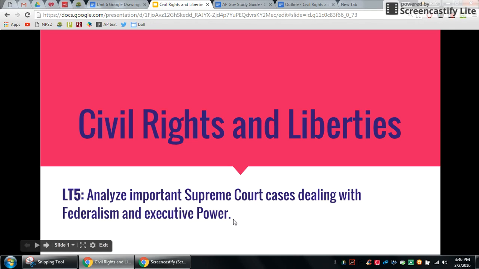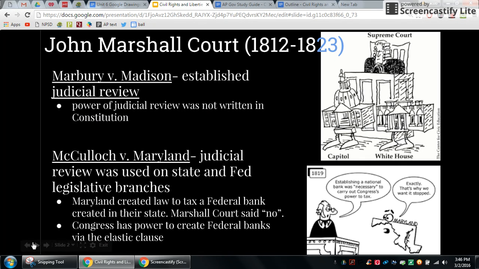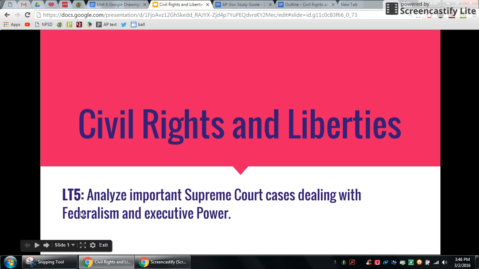You don't have this slide because I decided to get rid of it so I could keep your sheet to 6 slides so it could all be on one page front and back. If I was you, just to keep things organized and to focus on your purpose, I would write the learning target on the top. Just write LT5, Analyze Supreme Court Cases Dealing with Federalism and Executive Power. So when you look back at that in the future, you know exactly what the learning target was.